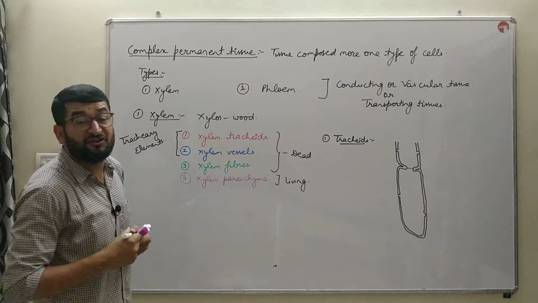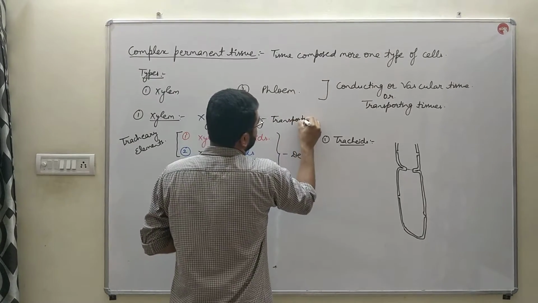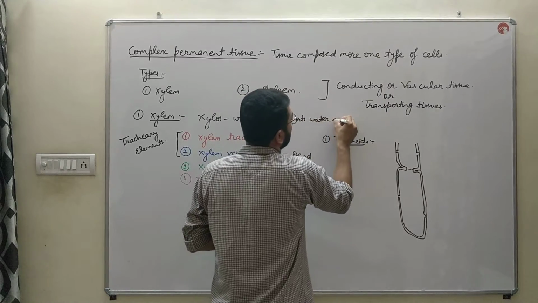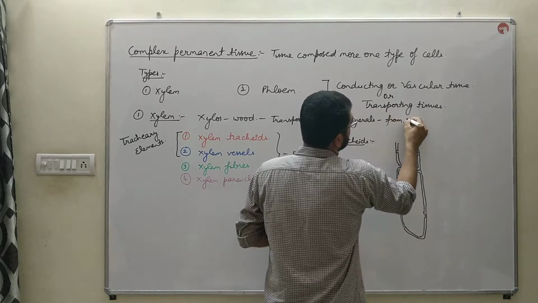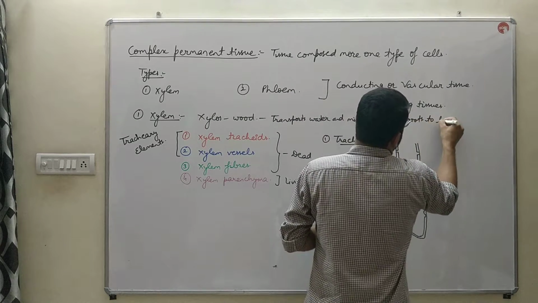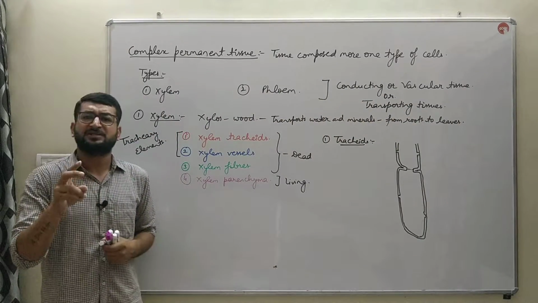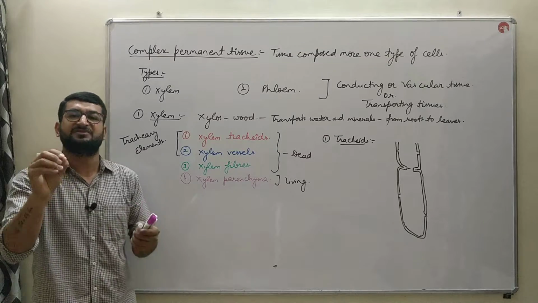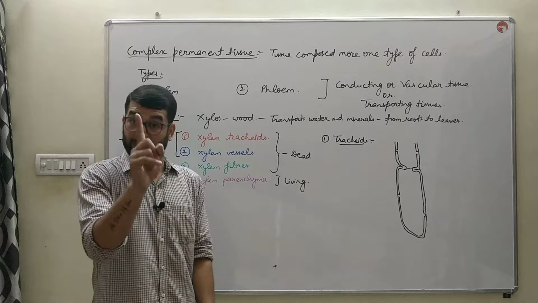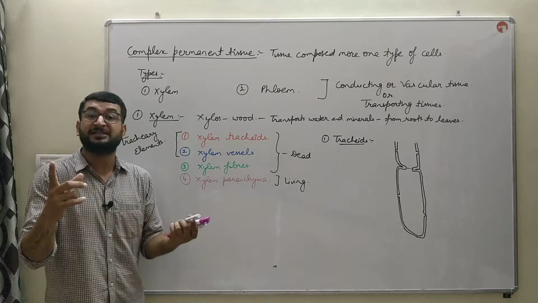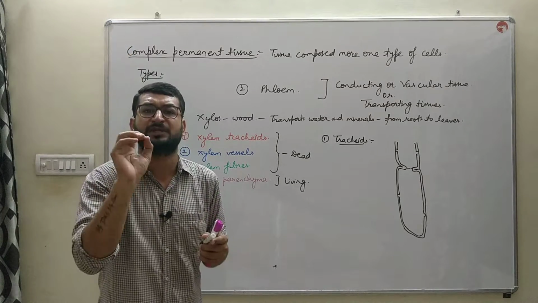Xylem majorly transports water and minerals from roots to leaves. For transportation in plants, two materials need to be transported. The first one, water and minerals. Why is it so? Because water must reach the leaves for photosynthesis.